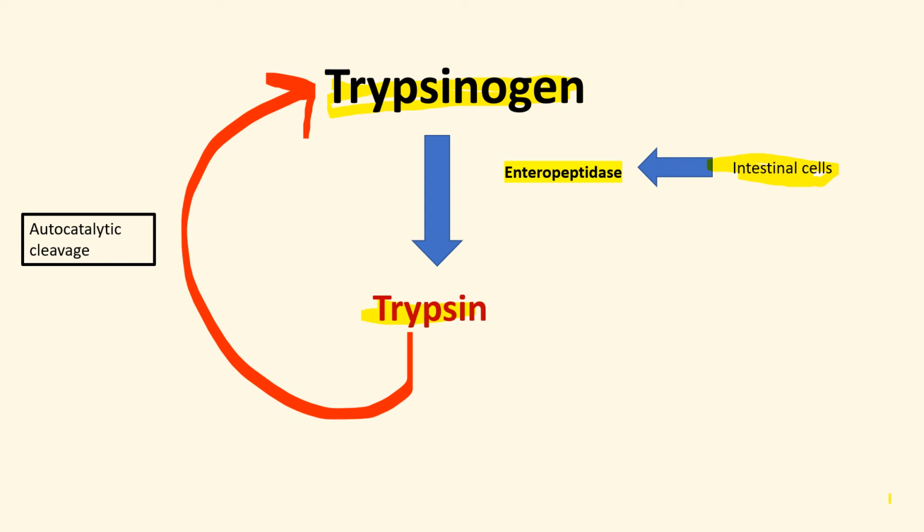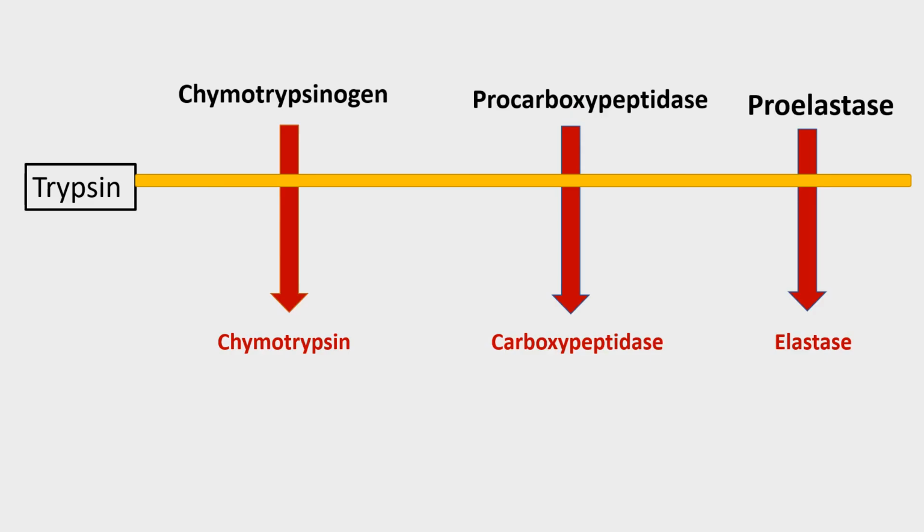I already told you what autocatalytic means. What does this mean? Once trypsin is activated, it goes and activates its own zymogenic form, trypsinogen, to trypsin. So it is activated by enteropeptidase and autocatalytic cleavage. Once the trypsin is activated, it goes and activates the other enzymes which are released by the pancreas. Trypsin activates chymotrypsinogen to chymotrypsin, procarboxypeptidase to carboxypeptidase, and last, proelastase to elastase.